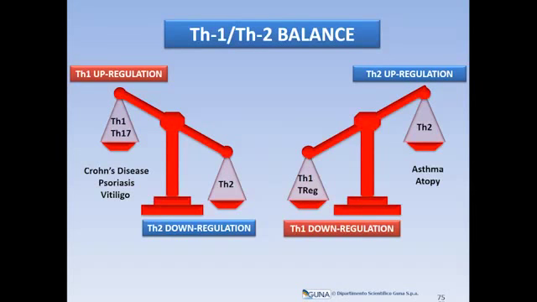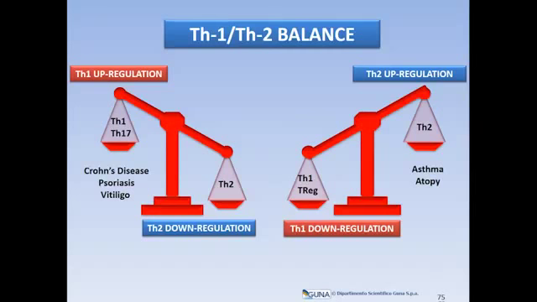If Th2 are upregulated and Th1, Treg downregulated, this is the picture of the immune system of your patient with atopic dermatitis, allergic asthma, in general with atopy. On the other side, when you have the inverse imbalance, Th1, Th17 overexpressed, and Th2, Treg downexpressed, this is the typical picture of inflammatory diseases.